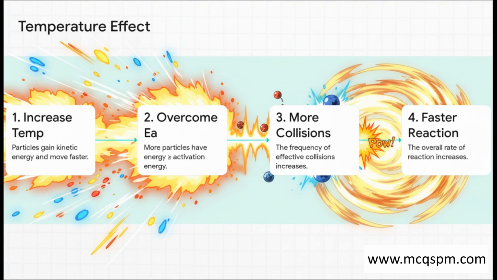So what's actually going on when we crank up the heat? Well, when you increase the temperature, you're giving all the particles more kinetic energy. They start zipping around like crazy. Now, because they're moving faster, yeah, they collide more often, but that's not the main reason the reaction speeds up. The crucial point is that way more of those particles now have enough energy to get over that activation energy barrier. So the number of effective collisions per second just shoots up, and so does the reaction rate.